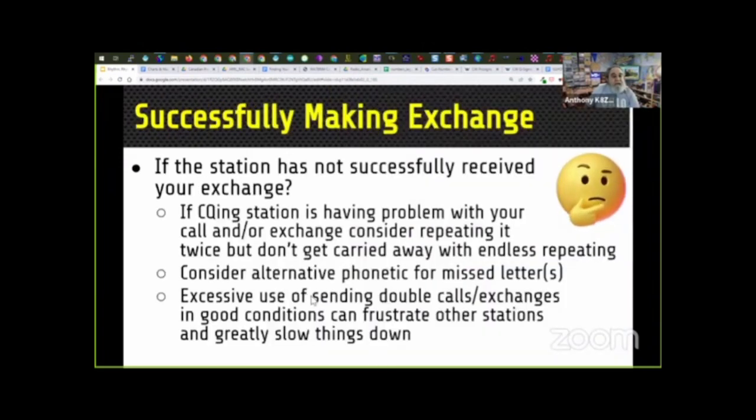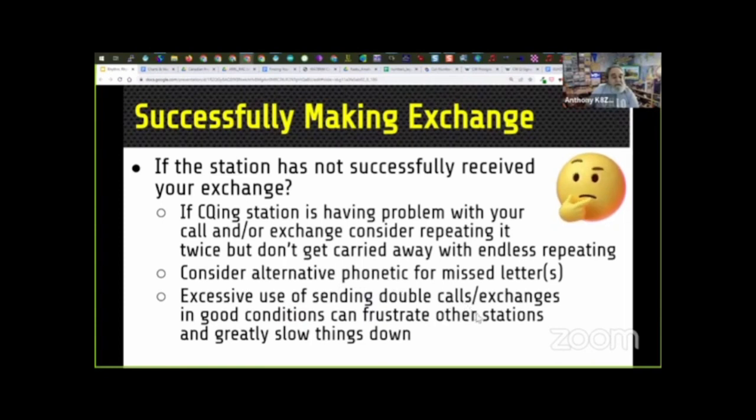If the station has not successfully received you, consider repeating it twice, but don't get carried away with endless repeating. Consider alternative phonetics. Quite often, if I am answering a station calling CQ and they come back and say, "the Kilo Zero station, please, the Kilo Zero station," and no one answers, I'm going to assume that they busted my call and they want Kilo 8 Zulu Tango. They confuse the zero for Zulu, so I might come back and say, "this is Kilo 8 Zanzibar Tango," to make sure they're not confusing the Zulu with zero.